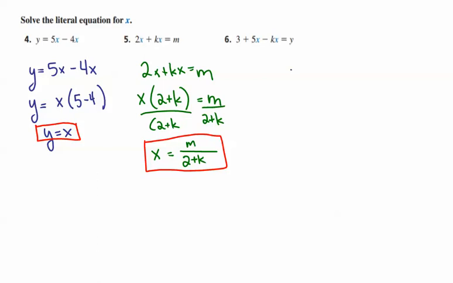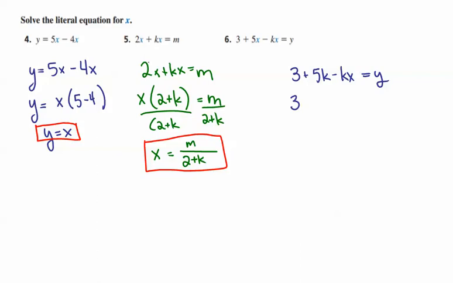Next example. We have 3 plus 5x minus kx is equal to y, and we want to solve this for x. Okay, so solving for x, we can't subtract kx from 5x. We don't know how much k is. However, we can factor out a k. Do we want to do that? I don't even think we want to do that, so time out. So even though we could factor out a k, we don't really care about the k here.